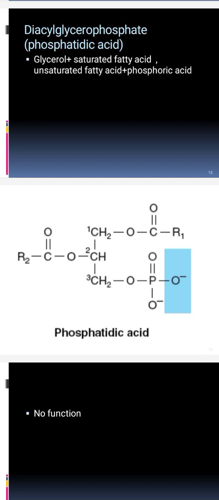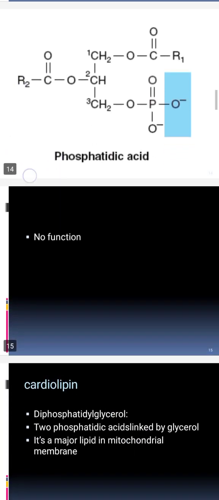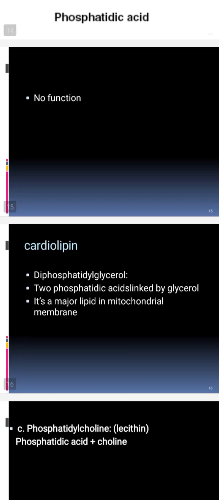Generally, phosphatidic acid by itself has no function, but it can be one of the parts of other glycerophospholipids. If we move to the second type, cardiolipin. Cardiolipin, in its structure, contains diphosphatidylglycerol. Also, diphosphatidylglycerol is the second name of cardiolipin.